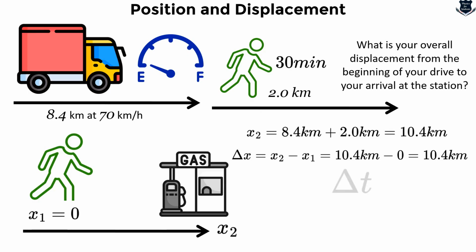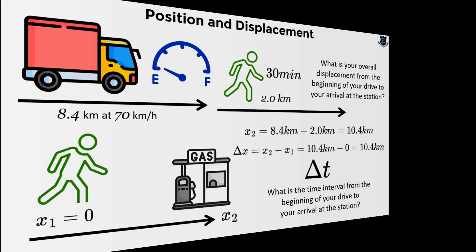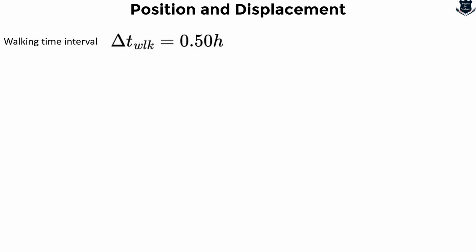Now what is the time interval? I want to know the time interval Δt from the beginning of your drive to the end. We already know the walking time interval, Δt_walk, is equal to 0.50 h. What we don't know is the driving time, that is Δt_drive, for example.